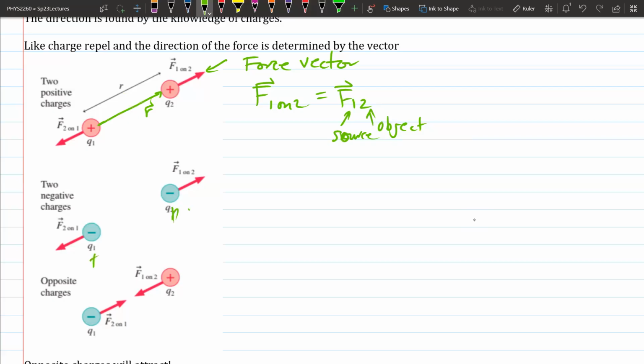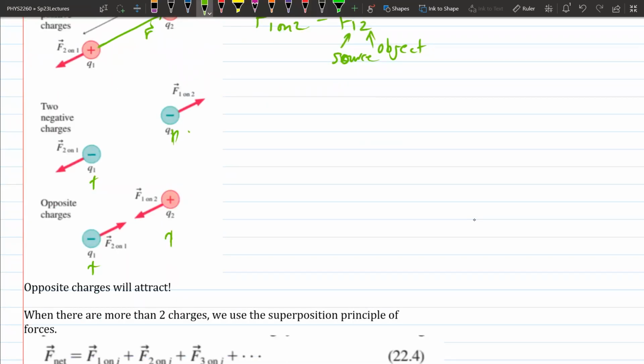If they're both negative, of course, the same thing happens. They both repel each other. Only when they are opposite charge will the two charges attract each other, just as you expect.